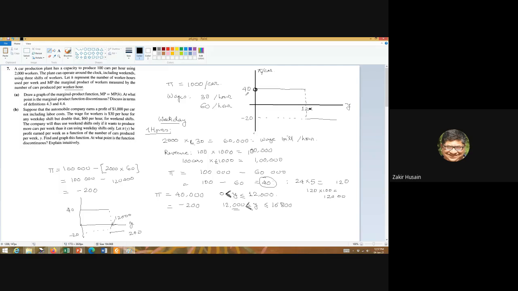Even though the car will not be produced, then also labor will be given their wages, right? No, see, if you plan not to produce anything, you will not employ any labor. You can say that it is some sort of contract.